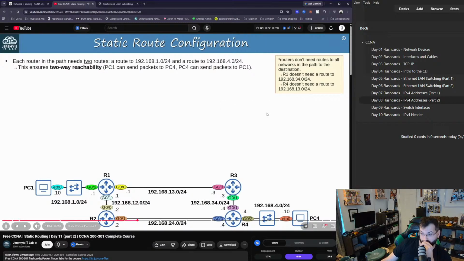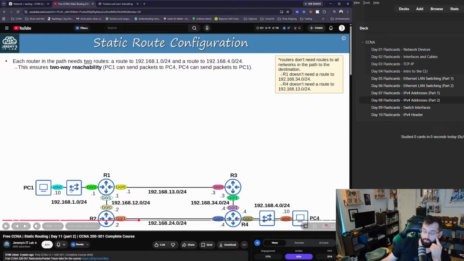R4 just needs to know, to send packets to 1.0/24, I should send the packets to R3. R3 will take care of the packets after that. So basically, each hop is only responsible for doing the next hop. So this switch, if PC1 is trying to reach PC4, its job is to just send it to the switch. Then the switch's job is to figure out how to get there.